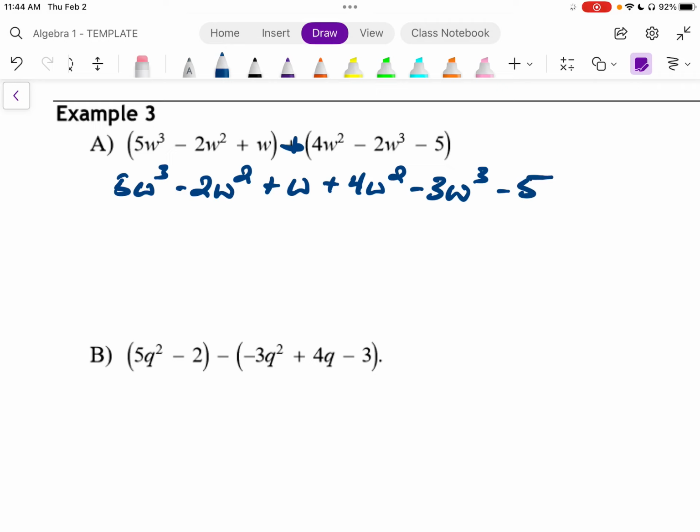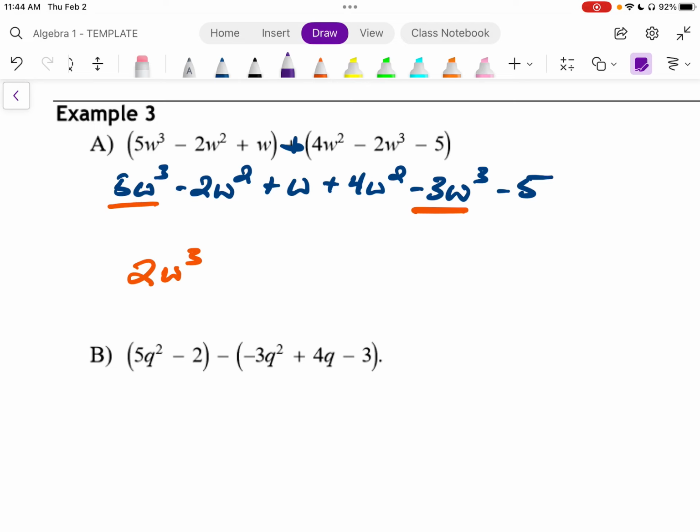I want to combine like terms, which we should be familiar with, but I also want to write it in standard form, right? Highest exponents first. So I'm going to look for my highest exponent. It looks like it is a 3, so I'm going to have 5 and negative 3. That gives me 2w cubed.